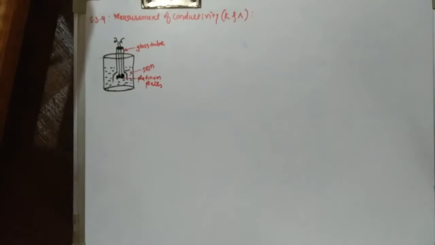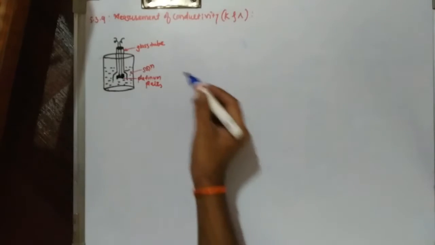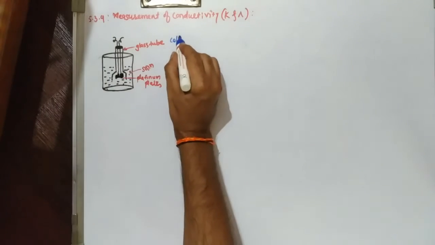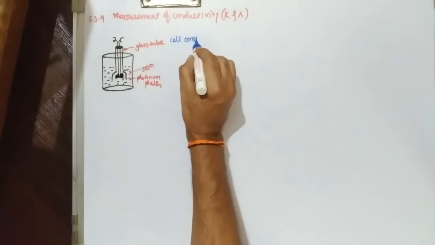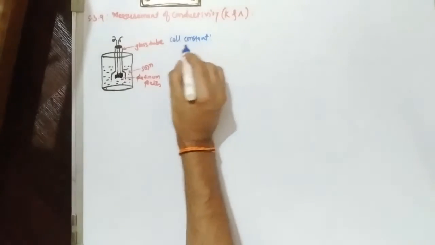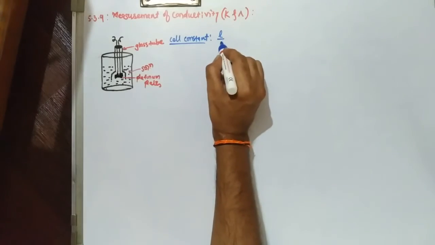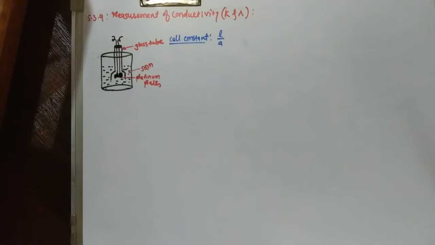Okay, now see here, so this is the conductivity cell. Now the another thing, that is cell constant. Let us see what is a cell constant. The ratio of L upon A is called the cell constant. L is the gap or length between the two plates or two electrodes, divided by A, the cross-sectional area of the electrodes.